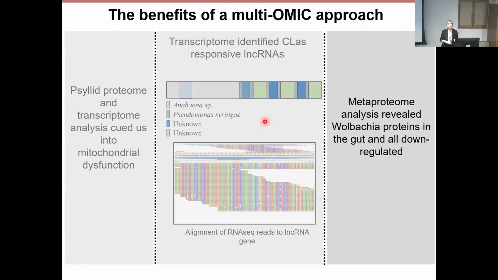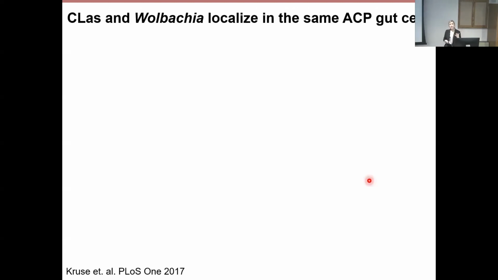And then even more strikingly, we found that every differentially expressed Wolbachia protein was actually downregulated. This is a really striking result, and what I wanted to do was see where Wolbachia and CLas could localize within the cells of the psyllid's gut. And so to do this, I did an experiment called fluorescent in situ hybridization, or FISH, which labels bacterial sequences with fluorescent molecules so that we can see where they go in their host tissues.